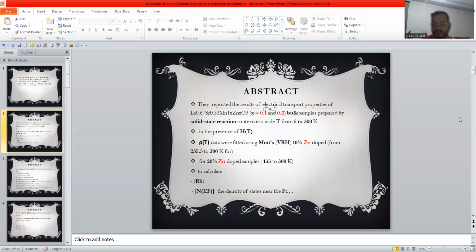Okay, from 235.5, but with zinc 200%, it started from 133. To calculate what? By using variable range hopping with these different concentrations of zinc doping, to calculate the hopping distance and the density of states near the Fermi level.